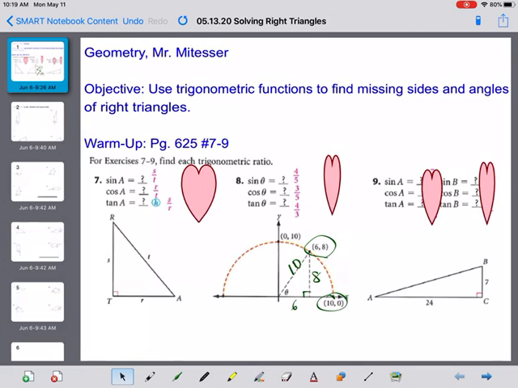Here are the ratios in simplest form. And then here's number 9. You would find the third side is 25.